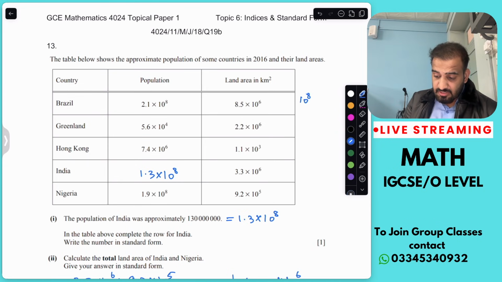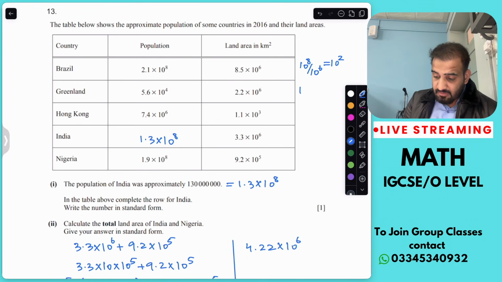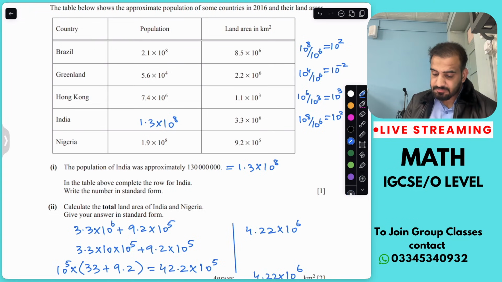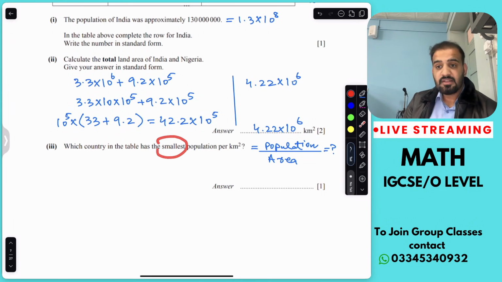So 10 raised to power 8 divided by 10 raised to power 6 is going to give me 10 square. Then 10 raised to power 4 divided by 10 raised to power 6 is going to give me 10 raised to power minus 2. 10 raised to power 6 divided by 10 raised to power 3 is going to give me 10 raised to power 3. 10 raised to power 8 divided by 10 raised to power 6 is going to give me 10 square. Although we have to divide 2.1 over 8.5, 5.6 over 2.2, and write that here, but let me tell you a short way to give the answer. 10 raised to power 8 divided by 10 raised to power 5 will give me 10 raised to power 3. They were saying who has the smallest value.